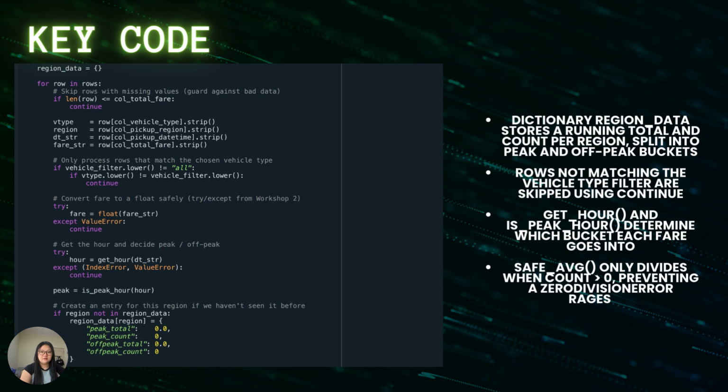So my second example of key code is compute_averages. As can be seen over here, it uses a dictionary called region_data, which will store a running total and count per region. So for every row that matches the chosen vehicle type in the filter, it will convert the fare to a float, call get_hour and is_peak_hour, and then it will add the fare to either the peak or the off-peak for the region, and it will also increment the corresponding count. Rows not matching the vehicle type filter will also be skipped using the continue.